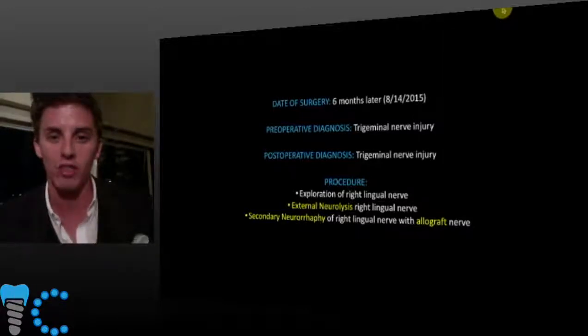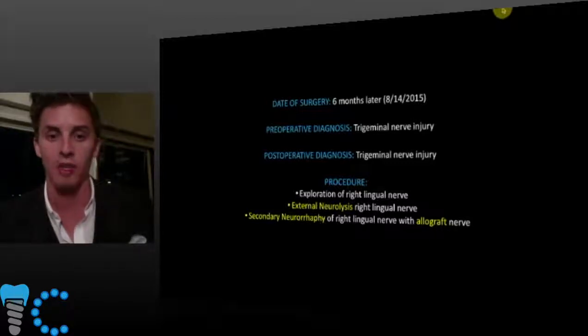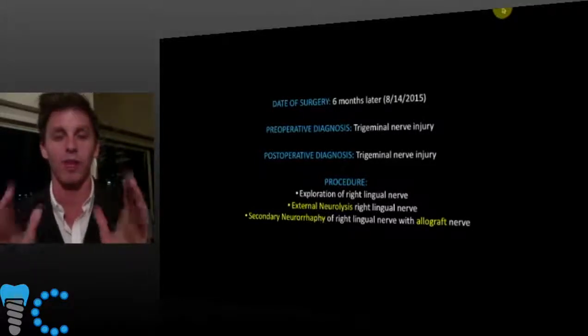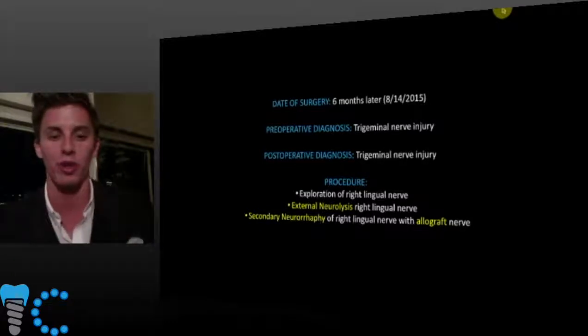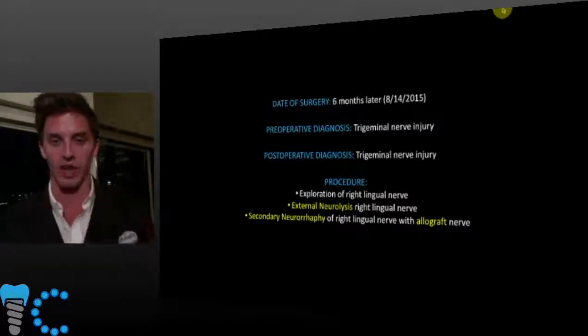Preoperative diagnosis is trigeminal nerve injury, because the lingual nerve is a branch off the trigeminal nerve. Post-operative diagnosis, same thing. The procedure is the exploration of the right lingual nerve. External neurolysis, which means we're actually removing a portion of the lingual nerve. And then the secondary neuropathy of the right lingual nerve with allograft means that we're using a segment of allograft to then suture in the other ends.